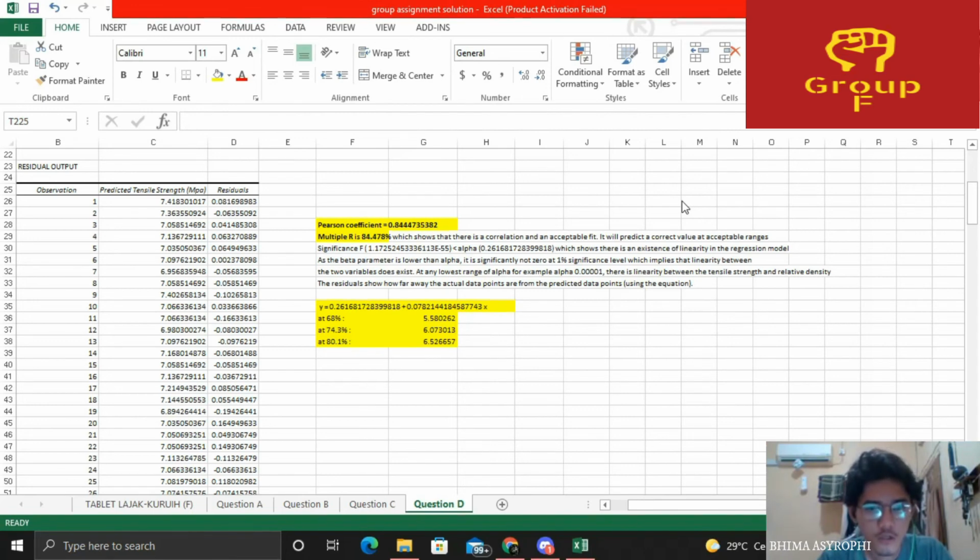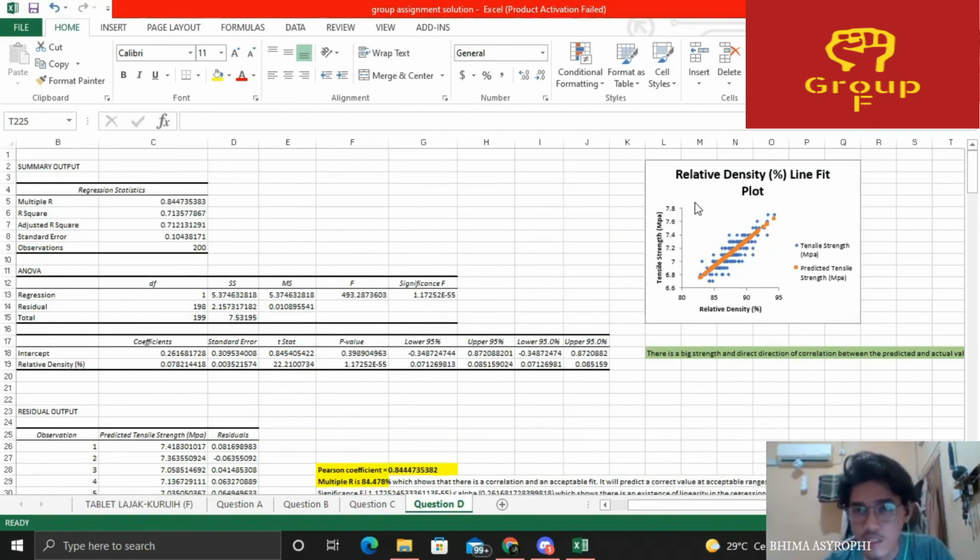The residuals show how far away the actual data points are from the predicted data points using the equation, y plus x. And we got this relative density percent line fit plot. The blue one is tensile strength, and the orange one is predicted tensile strength. There is a strong and direct correlation between the predicted and actual values. Okay, I think that's all for me.